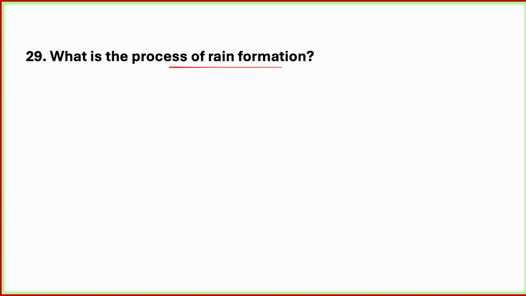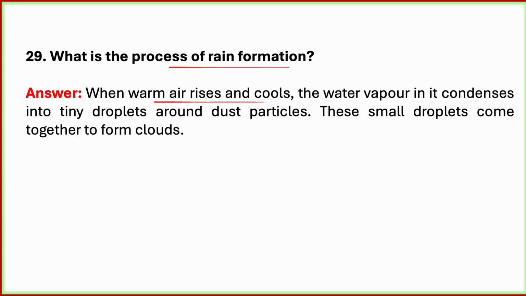What is the process of rain formation? When warm air rises and cools, the water vapor in it condenses into tiny droplets around dust particles. When water gets heated by the sun, it changes into water vapor and rises up into the air. As the air goes higher and higher, the temperature becomes cooler. When the air becomes very cool, the water vapor changes back into tiny water droplets.